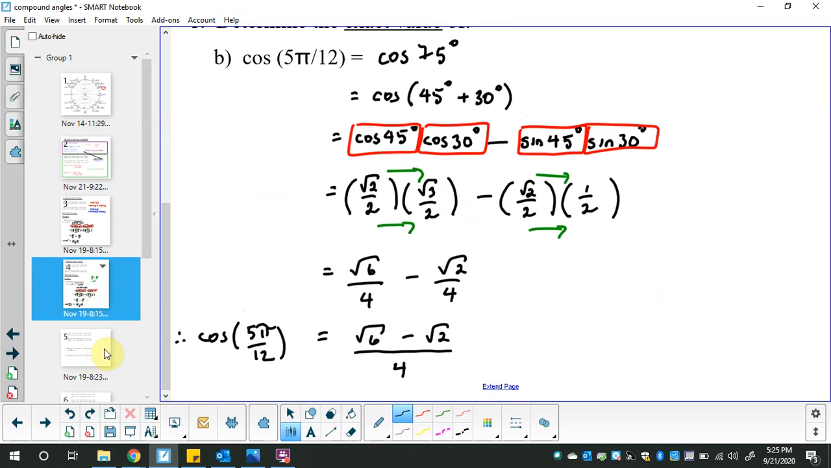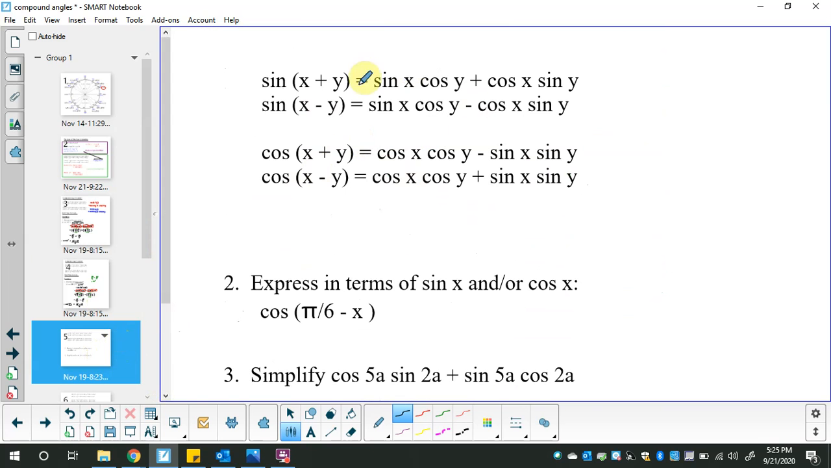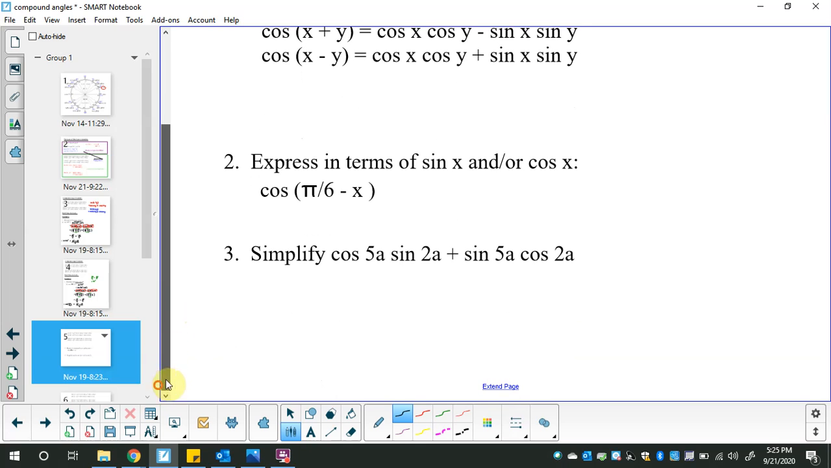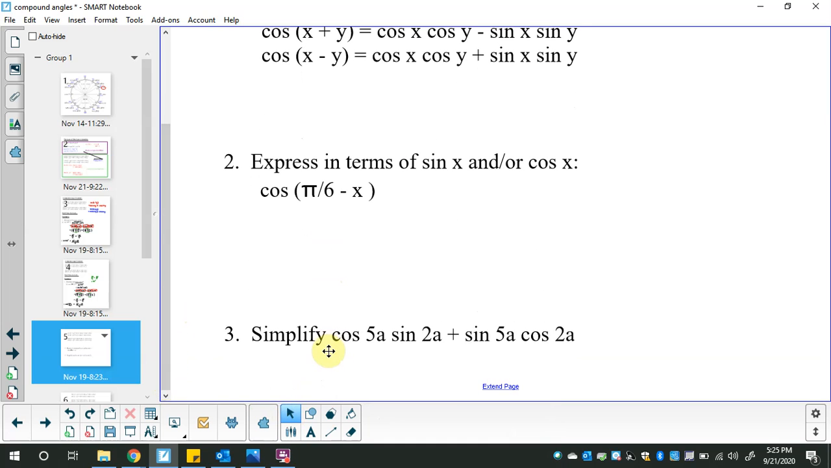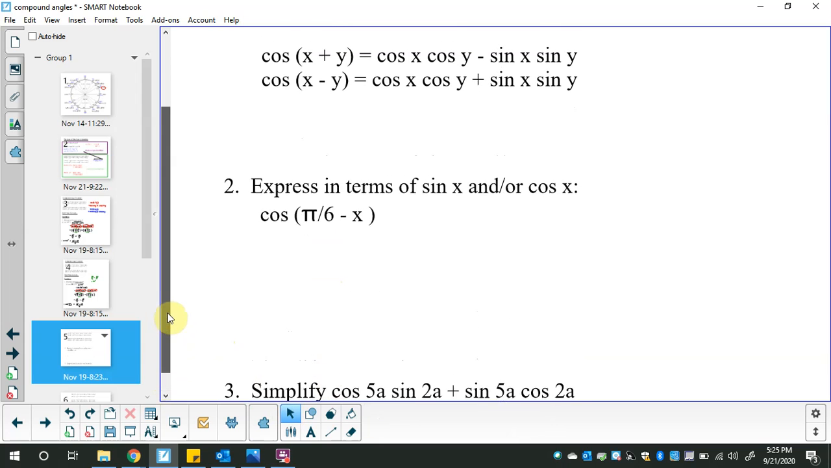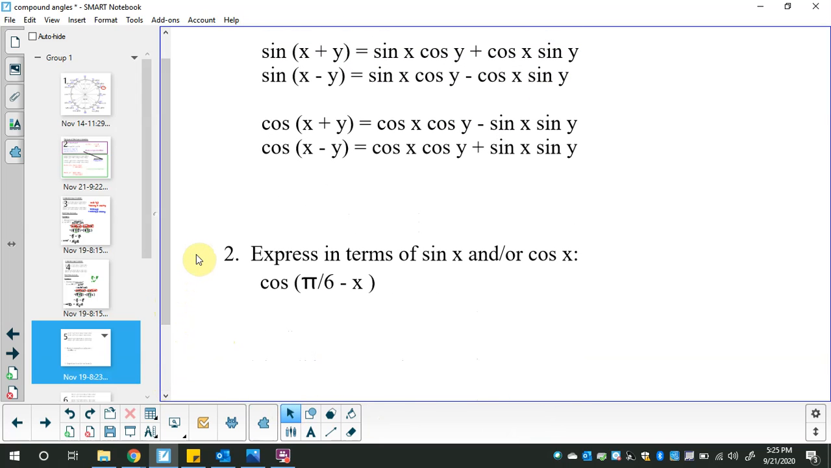So next questions, also using the compound angle identities. I'm going to move 3 out of the way for a sec. And we're going to look at this, and the question says, express in terms of sine x and or cos x. So that means we're going to have to match this statement up with one of these. Hopefully you know to look at the bottom two because it's cos, and then look at the bottom one of those two because it's cos with a subtraction for the compound angle.